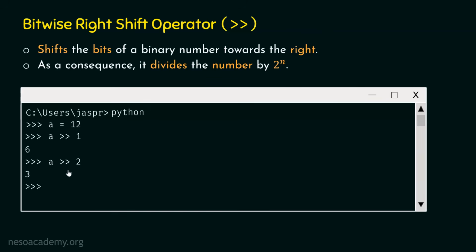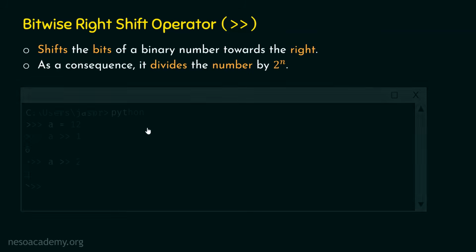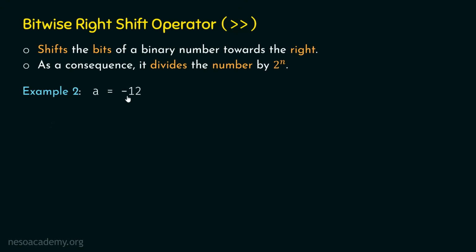Now let's see one more example where we will consider a negative number and try to shift the bits of that negative number towards the right. Let's see how to do this. Let's take one simple example. This time we will take -12, and we need to represent this number in its equivalent binary form. So the main question is how to represent -12 in binary.